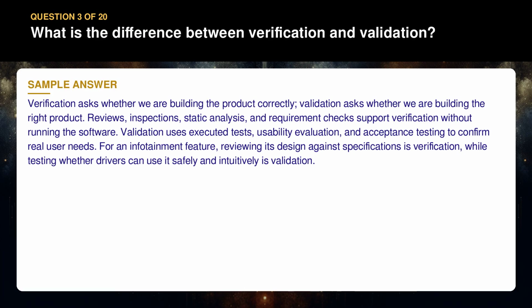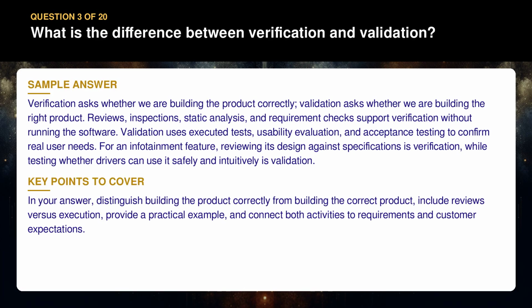For an infotainment feature, reviewing its design against specifications is verification, while testing whether drivers can use it safely and intuitively is validation. In your answer, distinguish building the product correctly from building the correct product, include reviews versus execution, provide a practical example, and connect both activities to requirements and customer expectations.